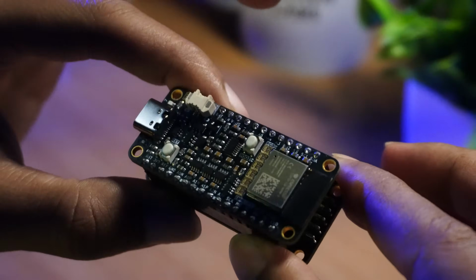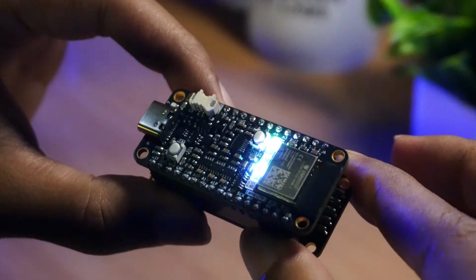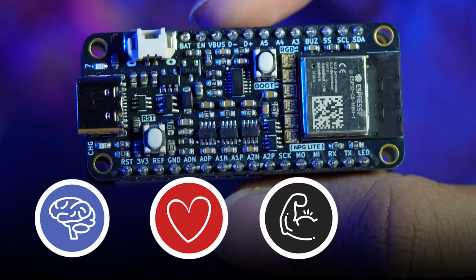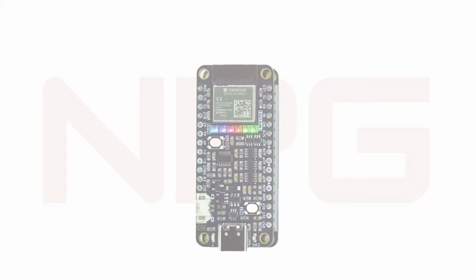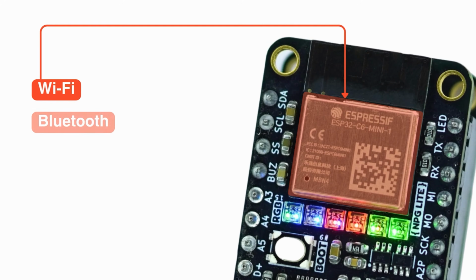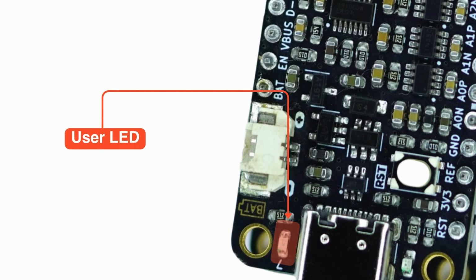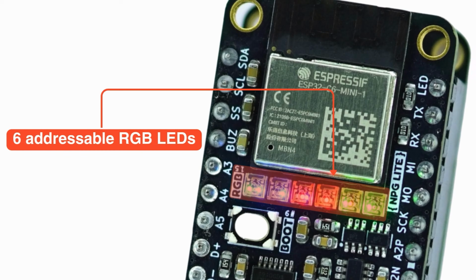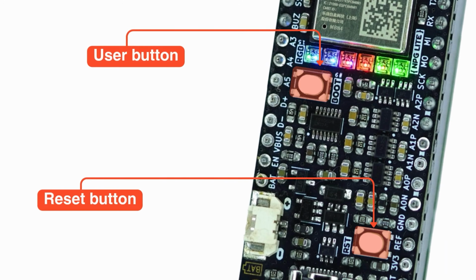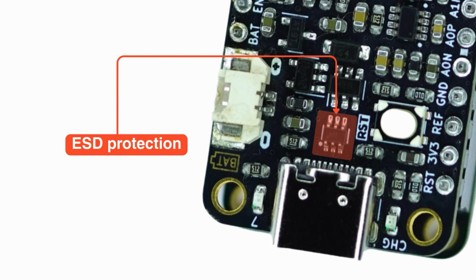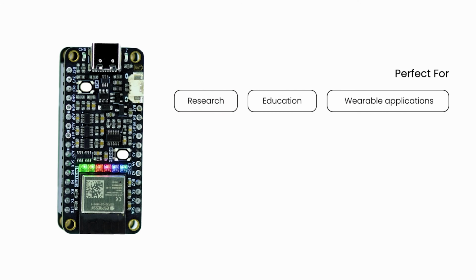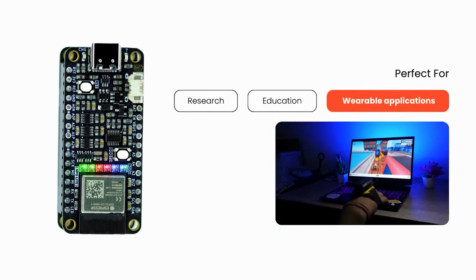Before we begin, let's set up the hardware and make all the necessary connections to record EEG signals. We'll use Neuro Playground Lite for this demonstration, a compact 3-channel wireless biopotential signal amplifier designed for EEG, ECG, EMG and EOG recording. Built into an Adafruit feather form factor, it offers Wi-Fi, Bluetooth, Zigbee and Thread connectivity along with patient protection, LEDs including user LED, charging LED and 6 addressable RGB LEDs, a reset and user button, LiPo battery charging and USB-C with ESD protection. Its lightweight and user-friendly design makes it perfect for research, education and wearable applications.